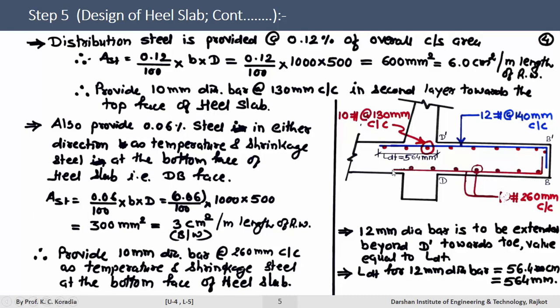This reinforcement is provided in both directions, this direction and perpendicular to the screen direction. This dot is perpendicular to the screen and this is parallel to the horizontal. Both these steels are of diameter 10 mm and at a spacing of 260 mm center to center, which are provided as temperature and shrinkage steel. Again, this 12 mm dia bar is to be extended beyond D dash towards the toe, a distance equal to the development length in tension, which comes out to be 564 mm or 56.4 centimeter.